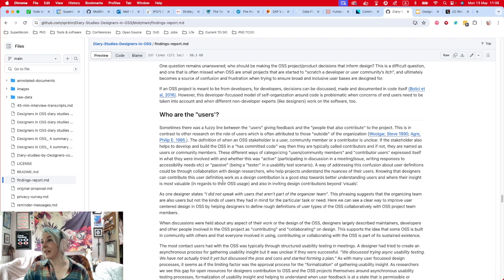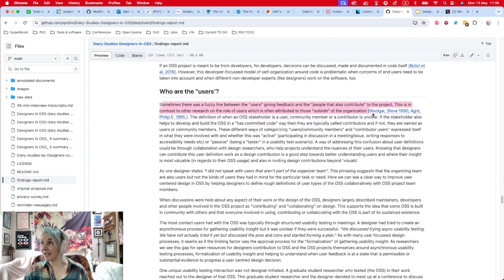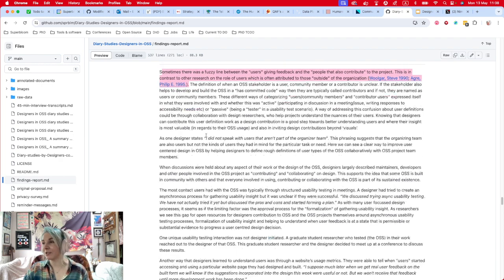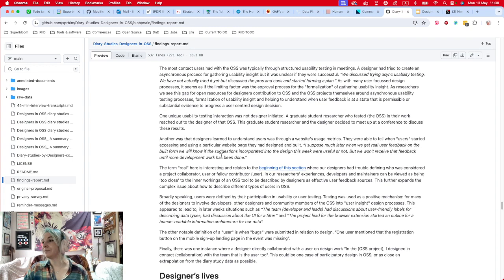I forgot that there's this section in the report. Sometimes when you write a 40-page report about something just over a year ago now, you forget the things that you wrote, but it looks like there's a whole section on the users, who the users are and how designers are involved with users in open source software. I think this goes briefly into how you quantify or who qualifies as a user in different projects, which we talked about a little bit, maybe about 15 or 20 minutes ago.